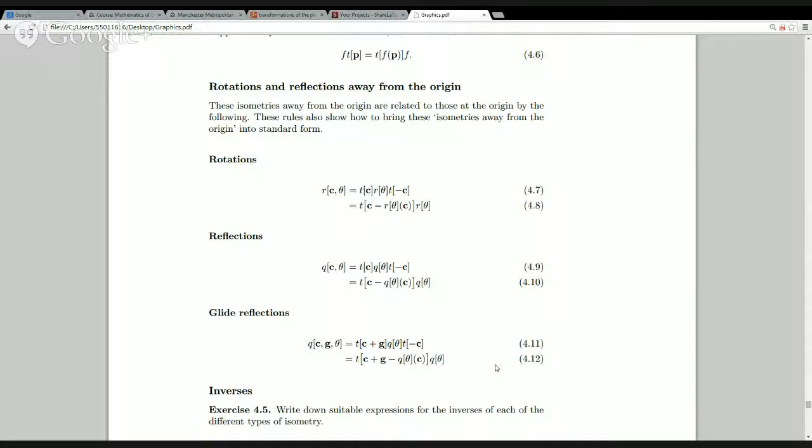So maybe we'll do exercise 4.5. I think there isn't really much to it. What are the inverses of these things? What's the inverse of a rotation? What's the inverse of a reflection? And what's the inverse of a glide reflection?